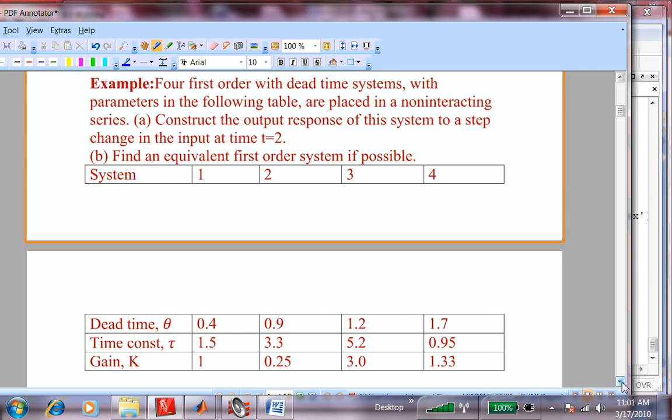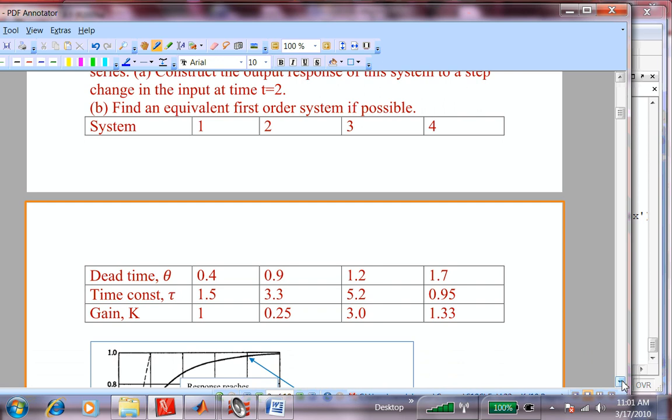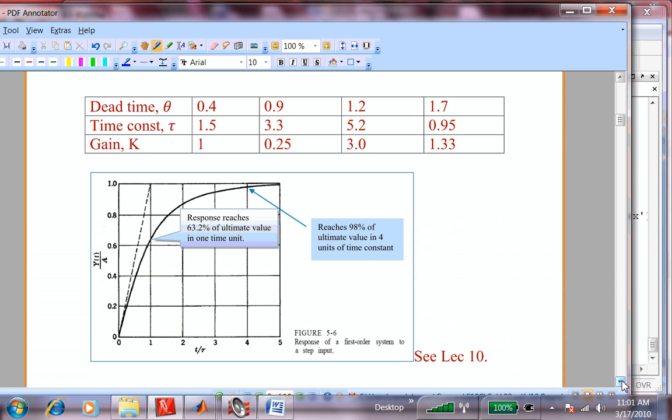And then the second part is find an equivalent first order system if possible. If possible. Okay? And the four systems are described in a tabular form. The dead time, the time constant, the gain. And there is a graph that is given to you. This is actually taken from lecture 10. This is the typical response of a first order system.